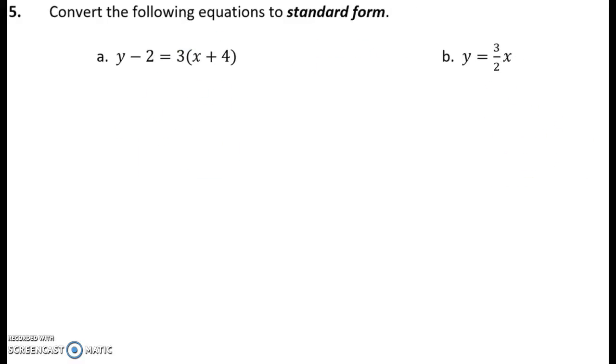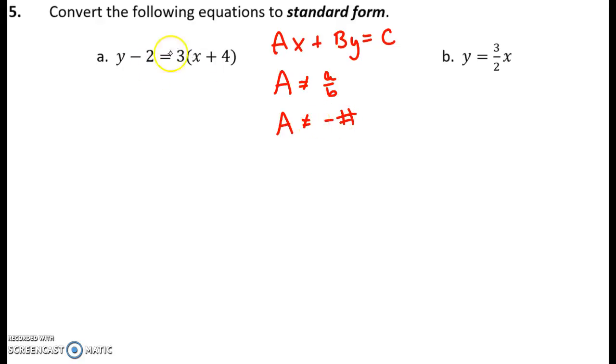Problem number 5 wants you to convert the following equations to standard form, which remember is ax plus by equals c. A couple things about a. A cannot be a fraction. Also, a cannot be a negative number. So if it's a fraction, we're going to multiply everything by the denominator. If it is negative, we'd multiply everything by negative 1.